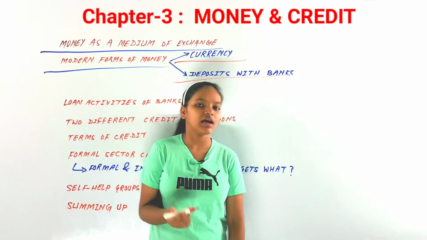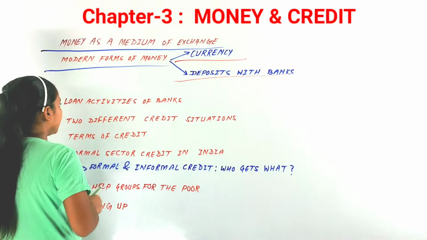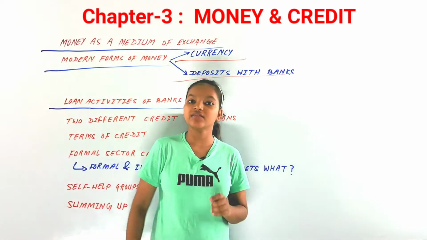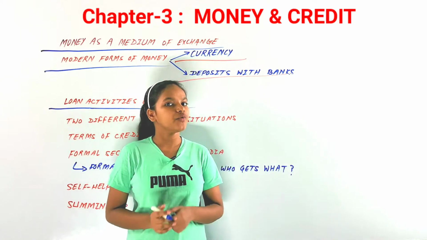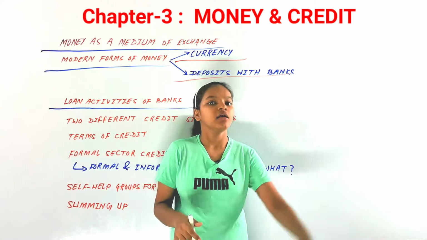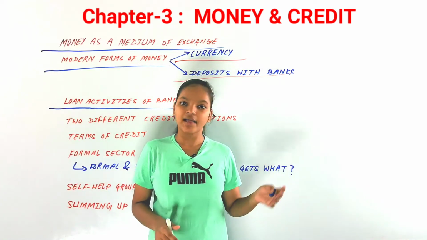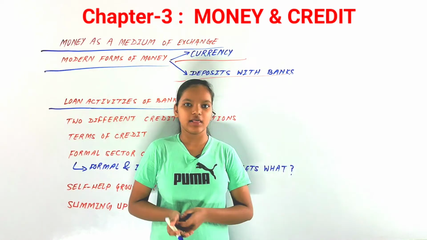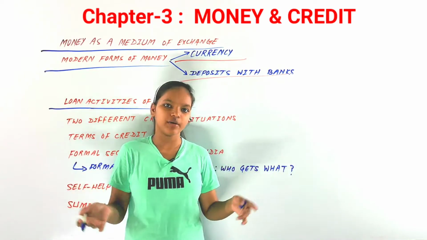Now the next topic that we have here is loan activities of banks. So, loan activities of banks. Banks also give loans. You might have seen that people are taking loans from banks. So how is it possible? How would they get that much deposit? They don't have a tree of money, do they?